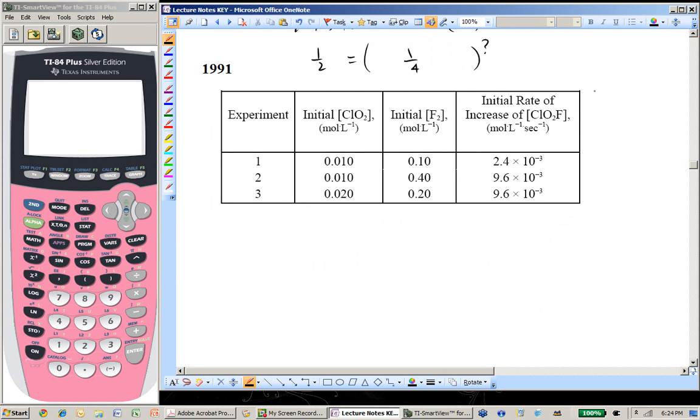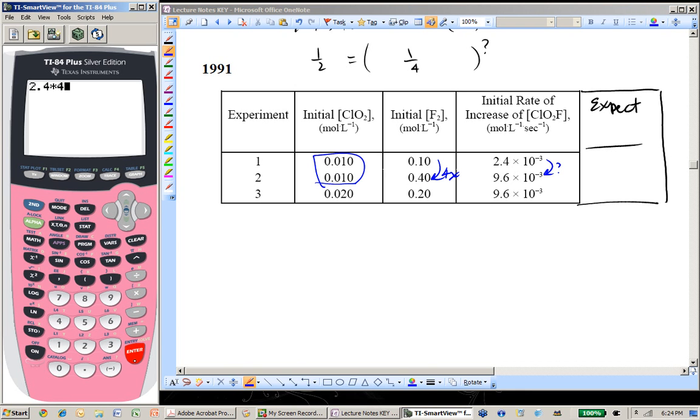Experiments 1, 2, 3. This time they put the rate over here. I can already see we're in trouble because 0.1, 0.4, 0.2 was never held constant. So I'm going to have my expect line over here. And I'm going to get started by saying, I like this. That's held constant. That's quadrupled. What happened to the rate as a result? Isn't 2.4 times 4 9.6? Indeed it is. 4x. So I know right away that this is first order in F2.